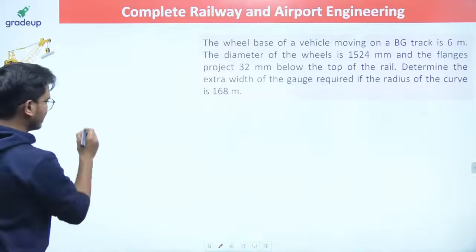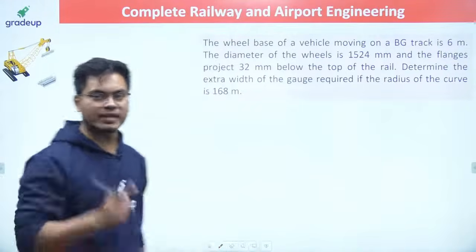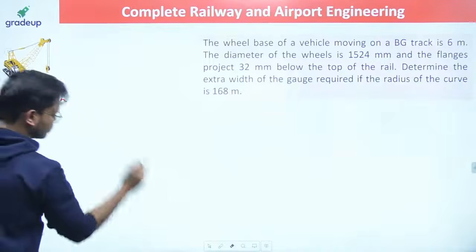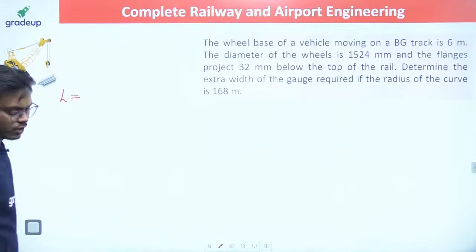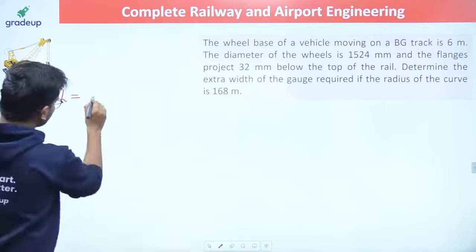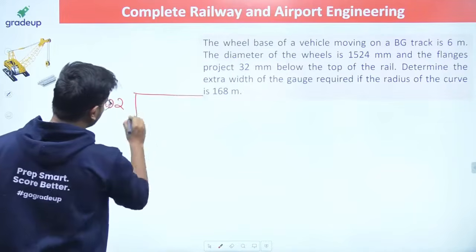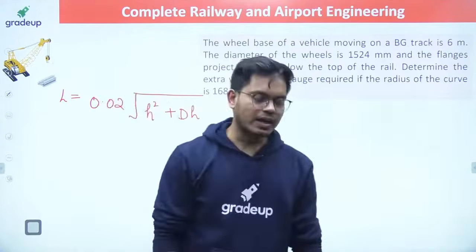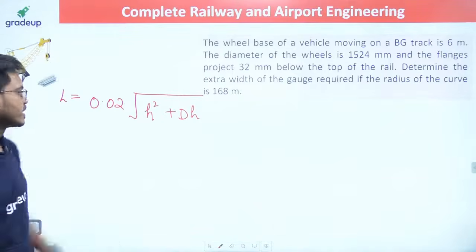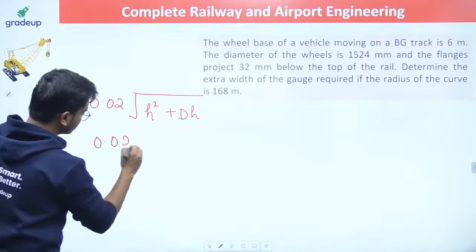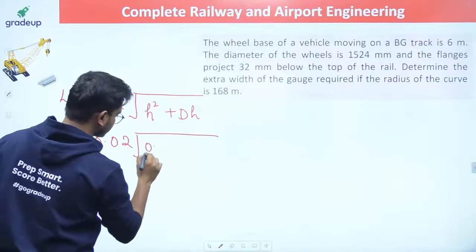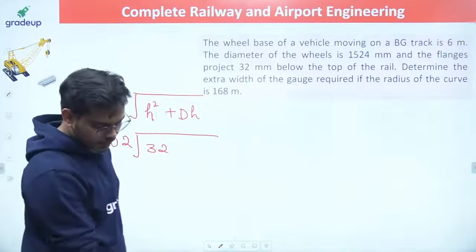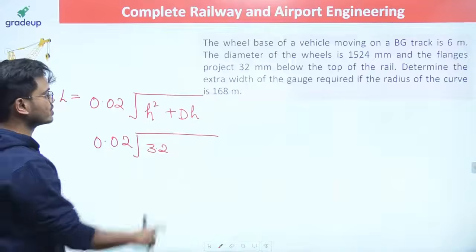So first let's get the value of lap of flange. Everybody, what is the lap of flange? Basically the L value we have to find out. The formula was 0.02 under root h square plus dh. Everybody answer. The h value is given as 3.2 centimeter. You have to put it in centimeter. And here we have to put the value in centimeter for dia also.